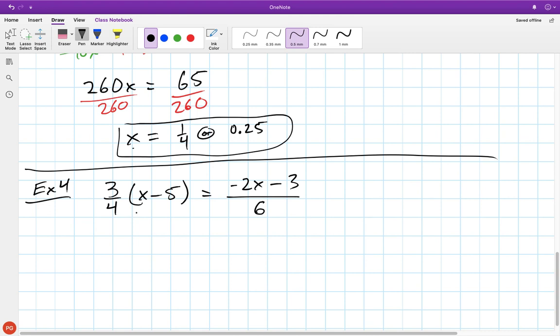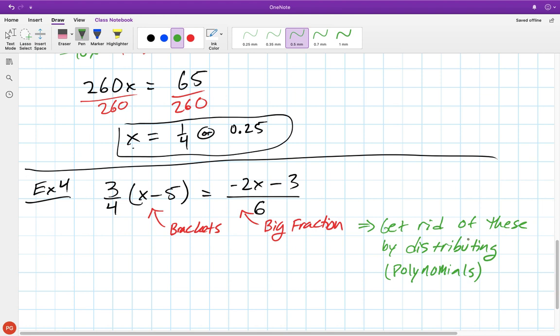Here's our last example. If you notice here, we've got some parentheses, we've got some brackets here. We've also got a big fraction on this side. So both of these are being divided by 6. The reason I chose this example is because it shows how we can get rid of both of these, and we actually get rid of them in the same way. We get rid of them by distributing.